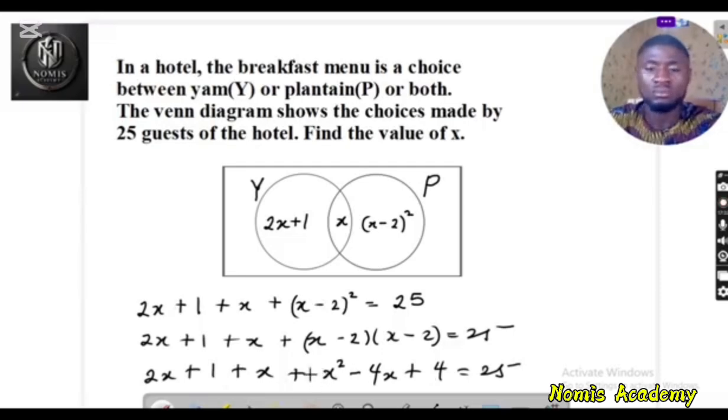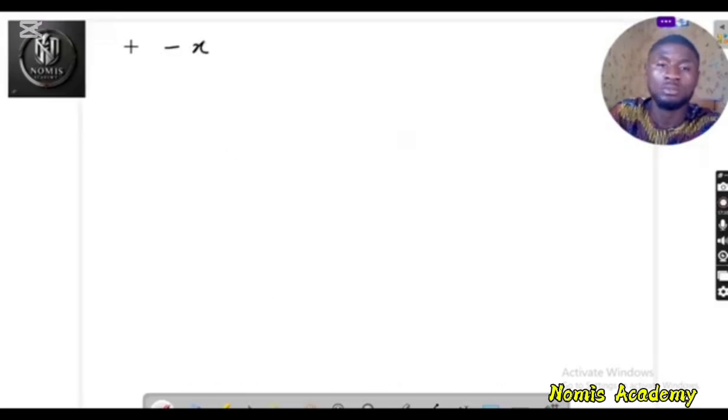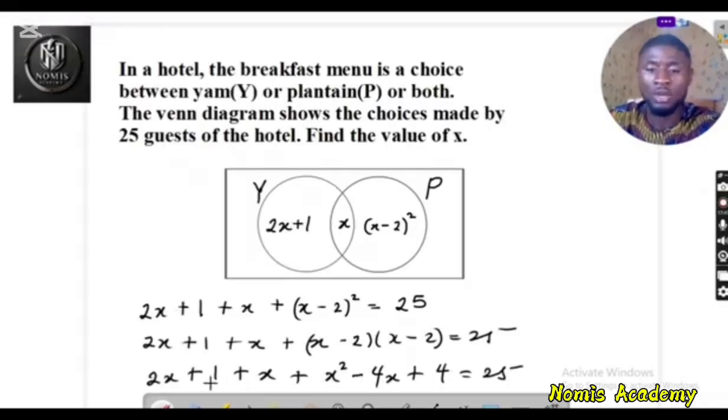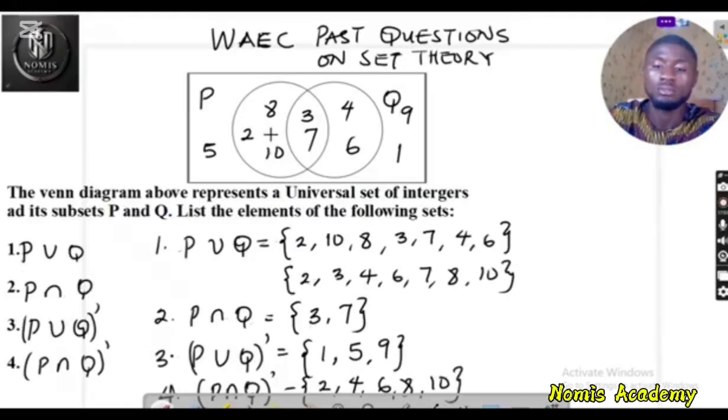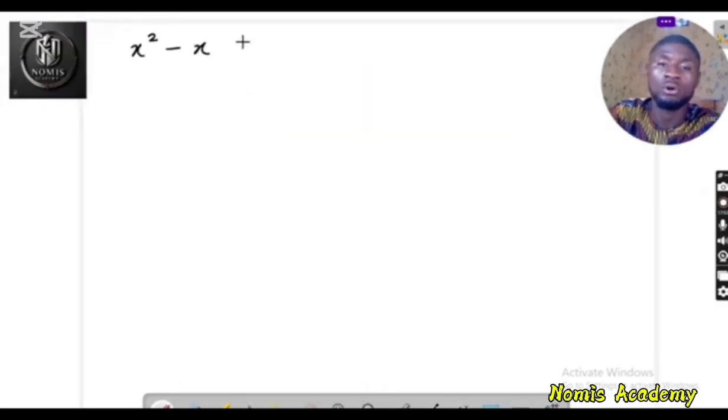So we have x squared, so this could be plus x squared, x squared minus x. What do we have left? We have 1 here and we have 4 here. 1 plus 4 is 5, so plus 5 is equal to 25. So x squared minus x plus 5 is equal to 25.